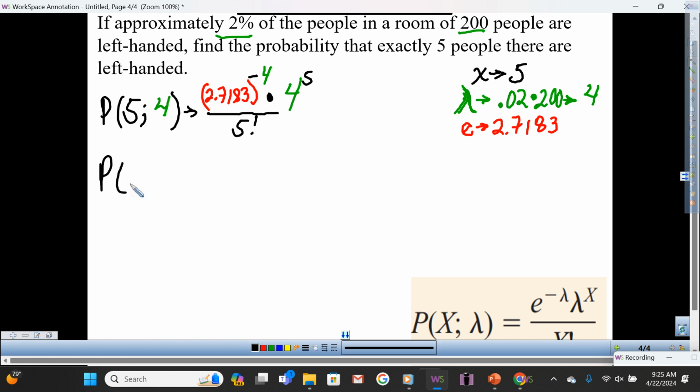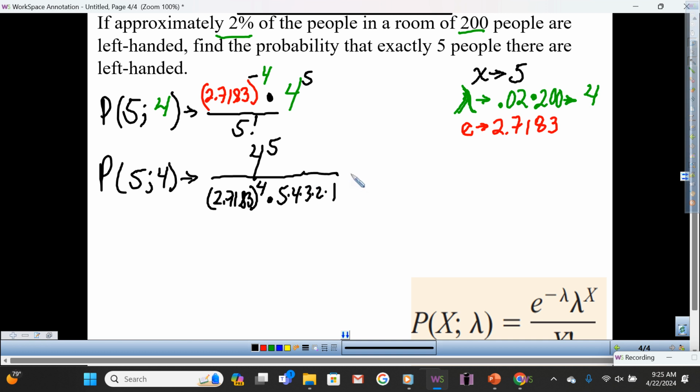So let's simplify. Let's see. What stays in the numerator, everyone? Yeah, 4 to the 5th power. So what do I write in the denominator? I write 2.7183 to the positive 4 power times 5 times 4 times 3 times 2 times 1. And that should give me a number.